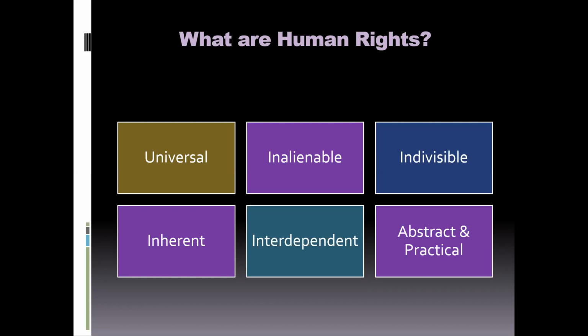Human rights are interdependent. All human rights are part of a complementary framework. Human rights are both abstract and practical. Human rights refer to rights and fundamental freedoms, which are entitlements of human beings, often held to include human rights to life, liberty, freedom of thought, expression, and equality before the law.